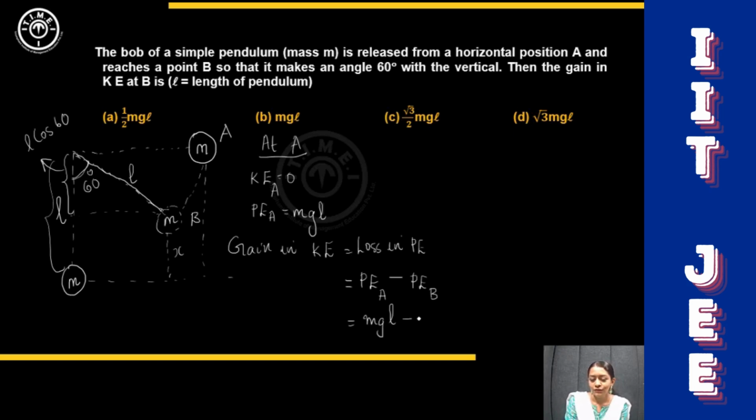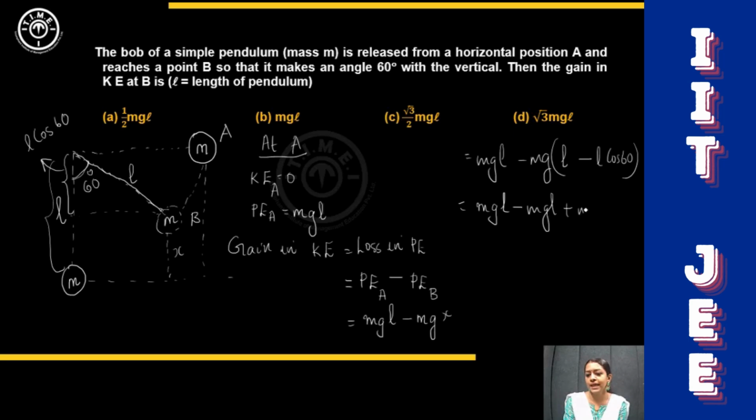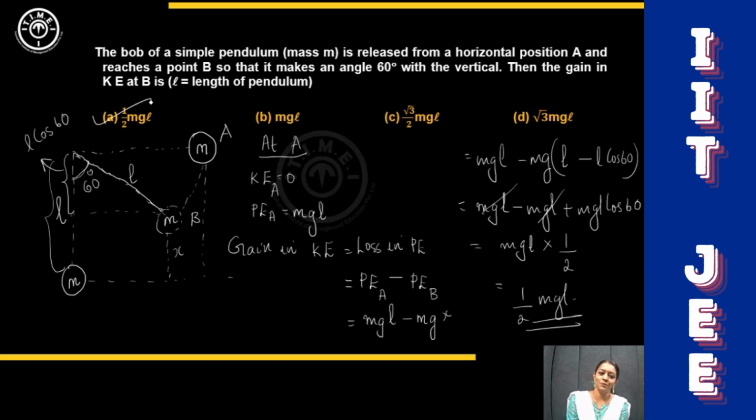So here, for potential energy at point B, we can substitute as mgx, and in the next step, you can give the substitution for x as what? Yes, L minus L cos 60. Clear? So just open the bracket. You will get mgl minus mgl plus mgl cos 60. Okay. So plus mgl and minus mgl will get cancelled, and you will get mgl into cos 60. Cos 60 is 1 by 2. So the final answer for this question is half mgl, which is option A.